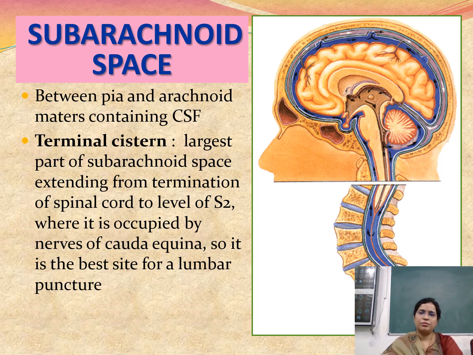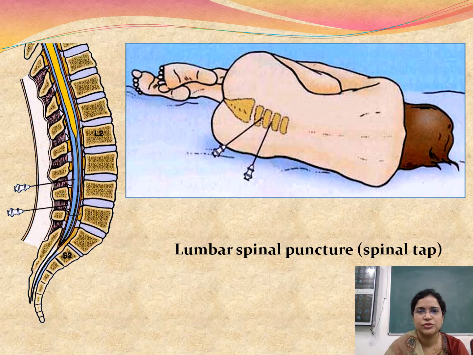Now, what is the procedure known as lumbar puncture? The spinal cord ends at the level of L2, while the subarachnoid space ends at the level of S2. This procedure is the spinal puncture, lumbar puncture, or spinal tap. Lumbar puncture is done for diagnostic as well as therapeutic purposes. It is a procedure where the cerebrospinal fluid circulating in the subarachnoid space is withdrawn well below the termination of the spinal cord, at the lower border of L2.